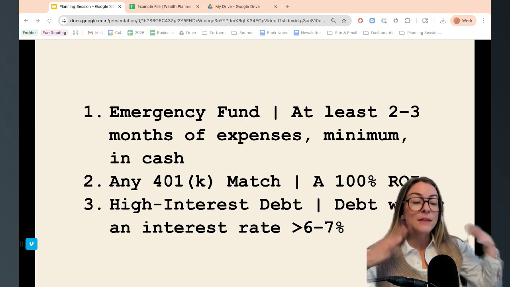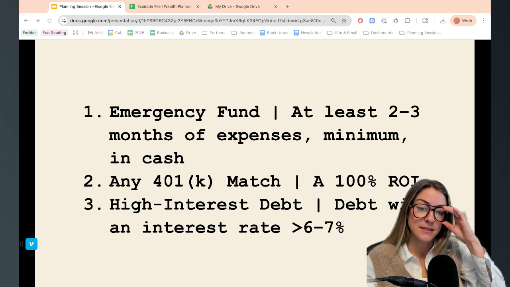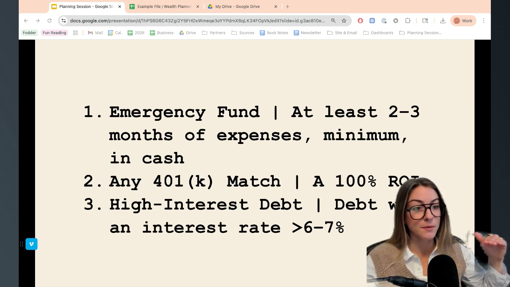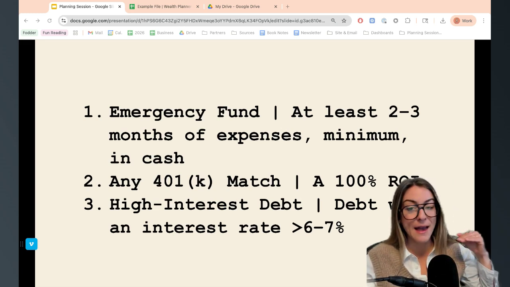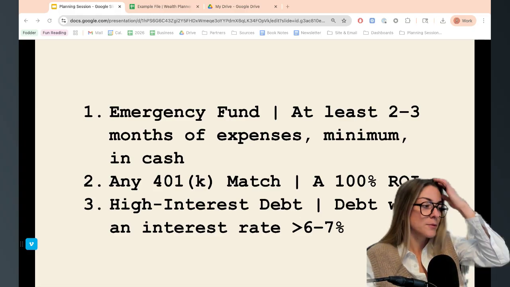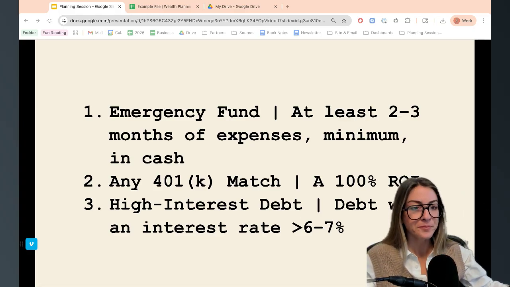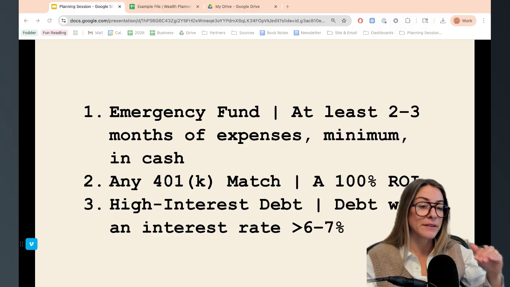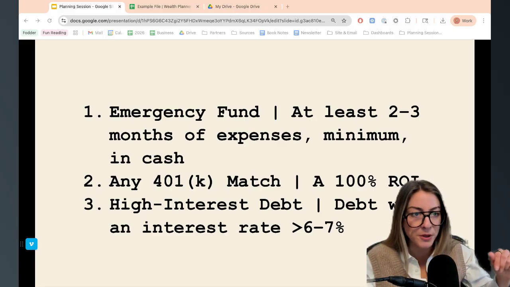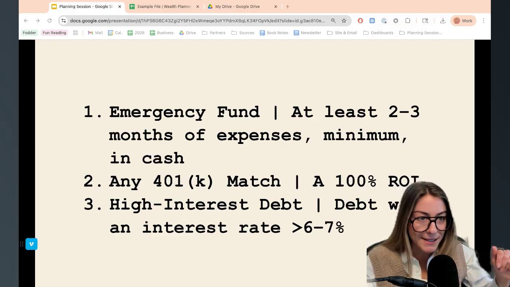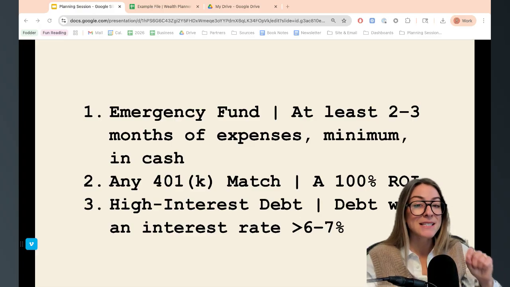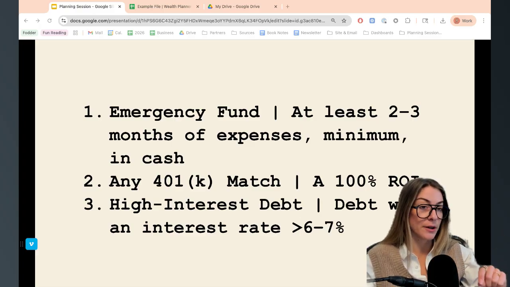So unless you have very unique circumstances, I would say 12 is going to be the absolute maximum with every single risk factor turned on, and 2 to 3 is going to be the minimum. The next thing is contributing enough to get your full 401k or 403b, or whatever you have access to match, because that is a 100% return on investment.